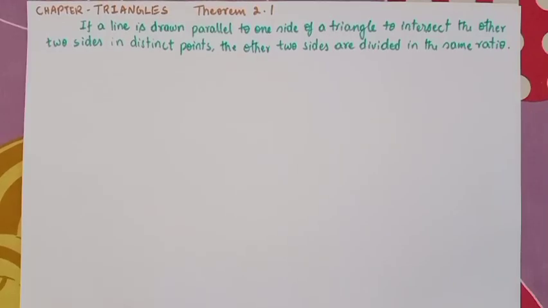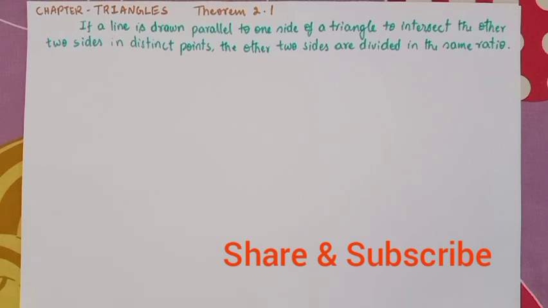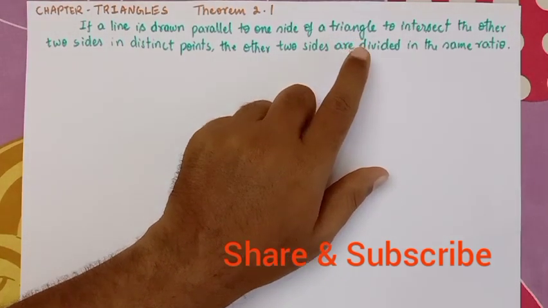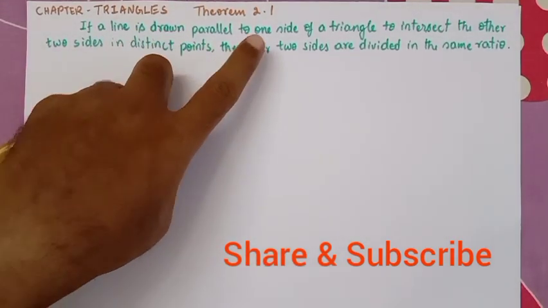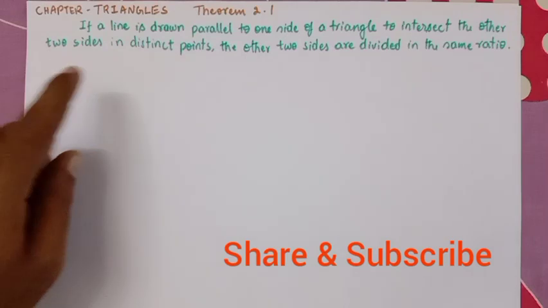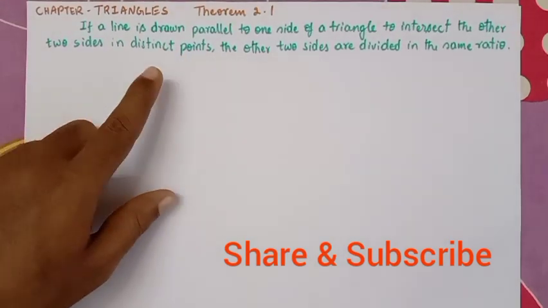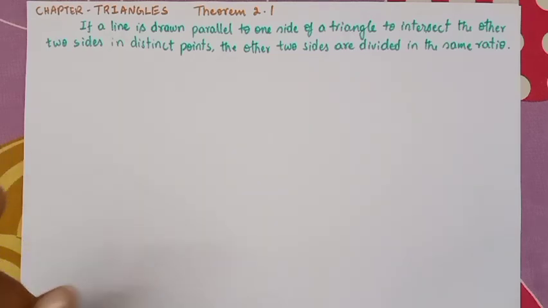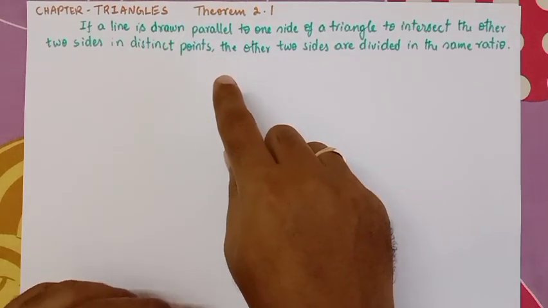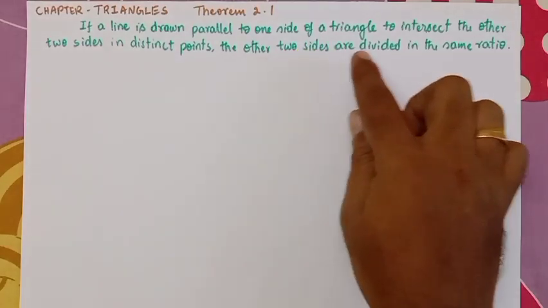Chapter Triangles. Theorem 2.1. If a line is drawn parallel to one side of a triangle to intersect the other two sides in distinct points, the other two sides are divided in the same ratio. Here we have to understand that there is a triangle and a line is drawn parallel to one side of the triangle to intersect the other two sides in distinct points. The line will intersect the two sides at different points, and this line will be parallel to the one side of the triangle. So what happens is the other two sides are divided in the same ratio.